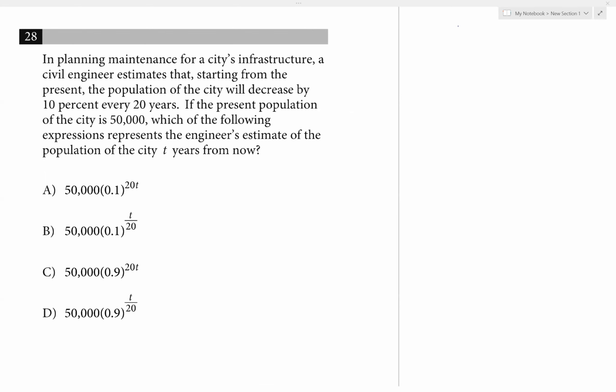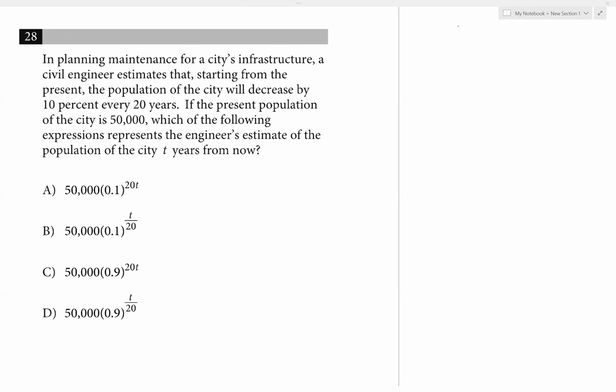All right, number 28. In planning maintenance for a city's infrastructure, a civil engineer estimates that starting from the present, the population of the city will decrease by 10% every 20 years. If the present population of the city is 50,000, which of the following expressions represent the engineer's estimate of the population of the city T years from now?